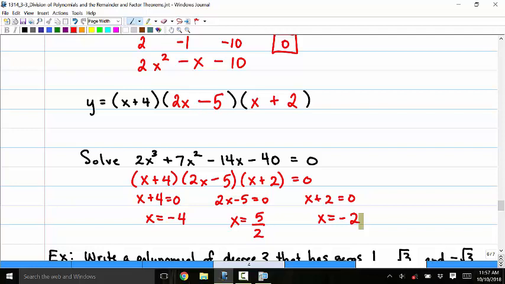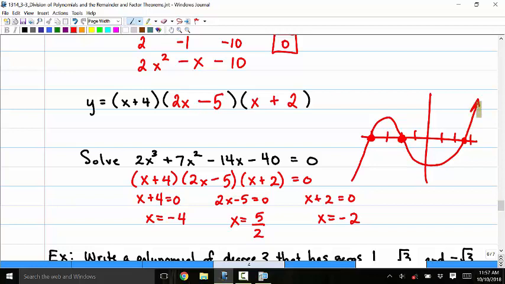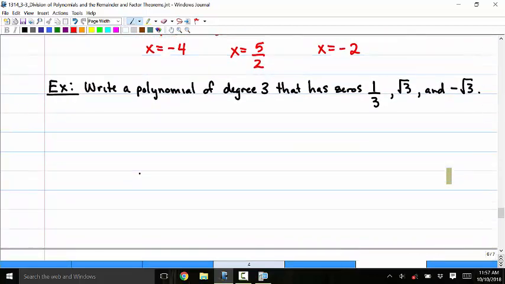Questions? That polynomial has how many x-intercepts? 3. What's the end behavior look like? It's odd degree, positive coefficient, so it's going to go down, up. So if I have, what x-intercepts? Negative 4 here, 5 halves here, and negative 2, and it goes down, up. There's a quick sketch of that polynomial. What's the y-intercept down here? Negative 40? Cool.